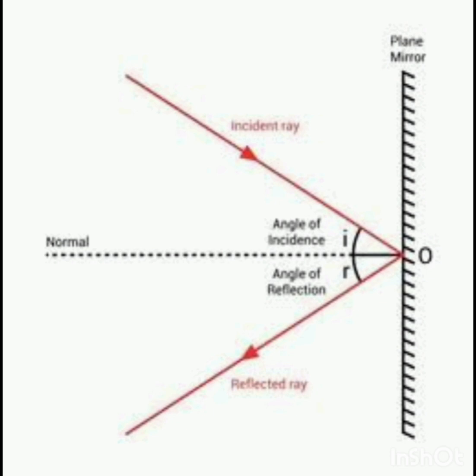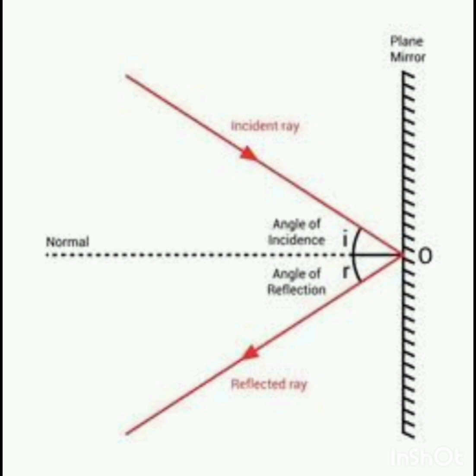A plane mirror is represented by a straight line shaded on one side. The straight line represents the reflecting surface while the shaded portion represents the polished surface of the mirror.